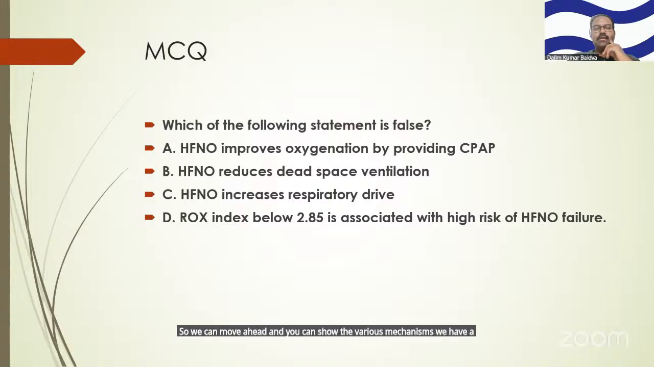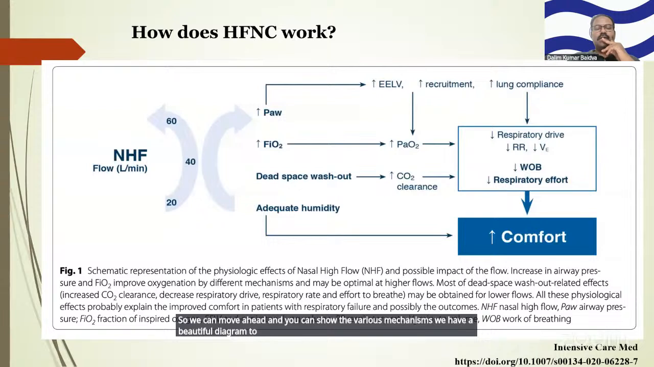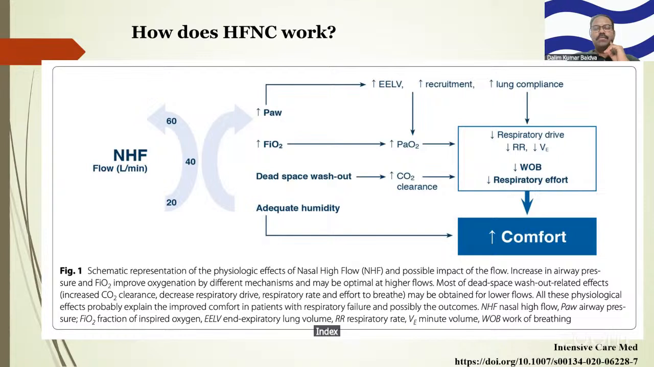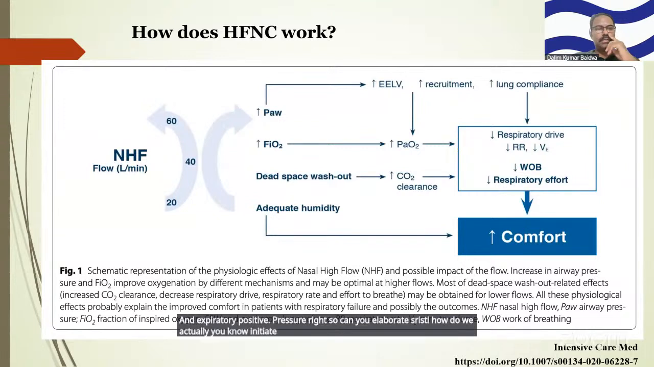We have a beautiful diagram to emphasize how the high flow nasal oxygen reduces the work of breathing, improves humidity, provides targeted FiO2, as well as increases the FRC and expiratory lung volume by providing a certain degree of end expiratory positive pressure. Right. So can you elaborate, Srishti, how do we actually initiate HFNO therapy and titrate the therapy further in a case of acute hypoxemic respiratory failure?